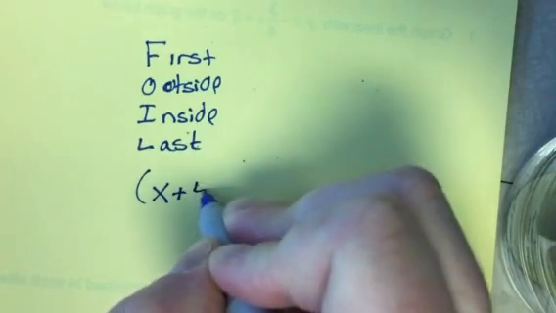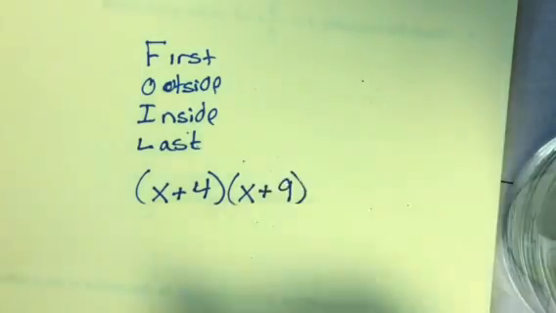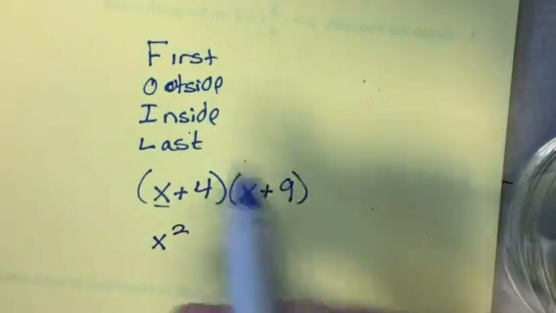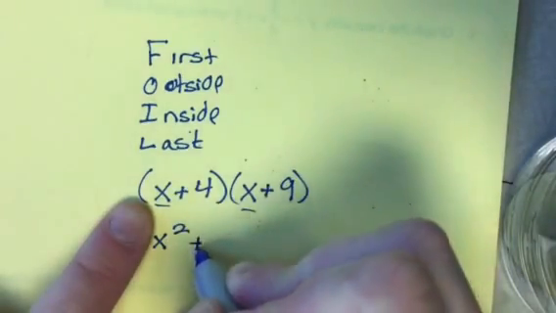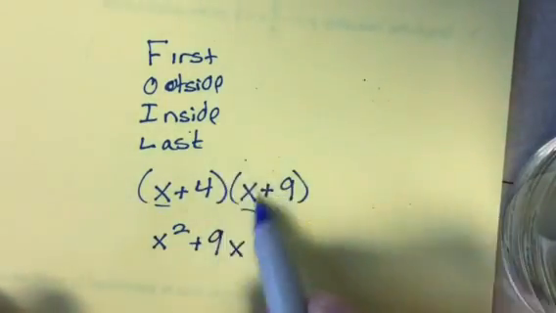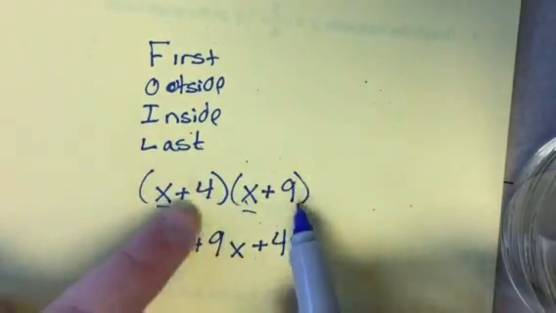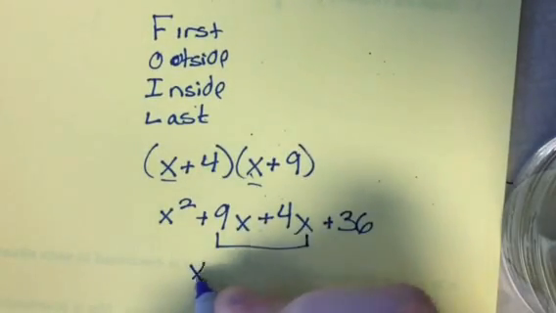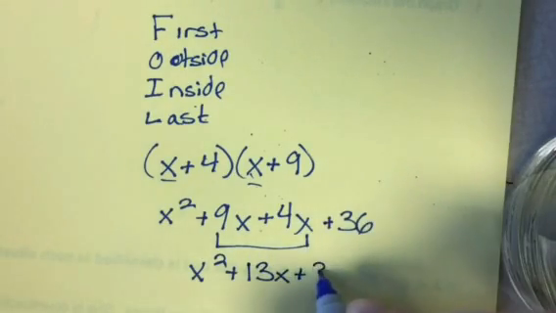So if I have (x plus 4), apparently I'm obsessed with x plus 4, times (x plus 9), we want to multiply the first terms in each one, which would be x and x. So x times x is x squared. We then do the outside terms in each one, because they're on the outside if we think of it as a box, plus 9x. The inside, which would be the 4 and the x. And then the last terms of each set of parentheses, which is 4 times 9, so 36. Again, these can simplify together, and I get x squared plus 13x plus 36.